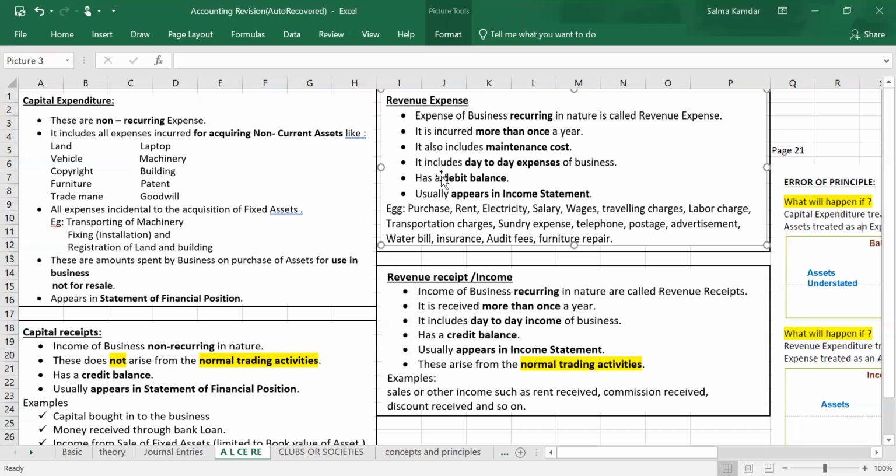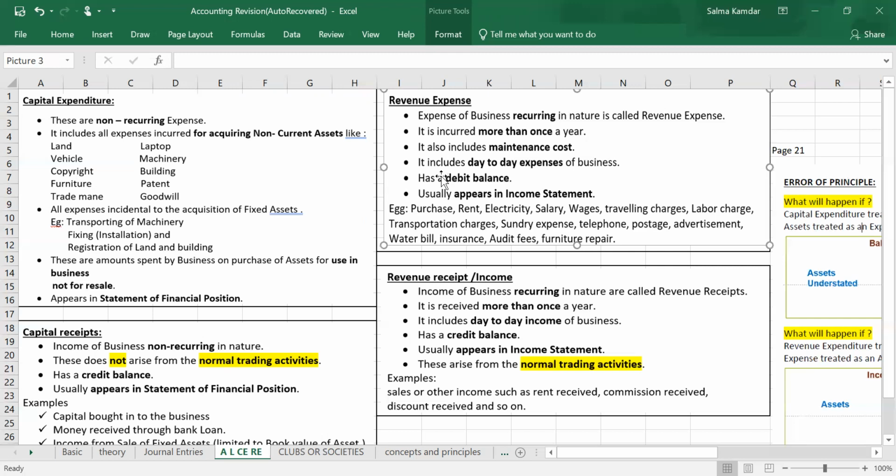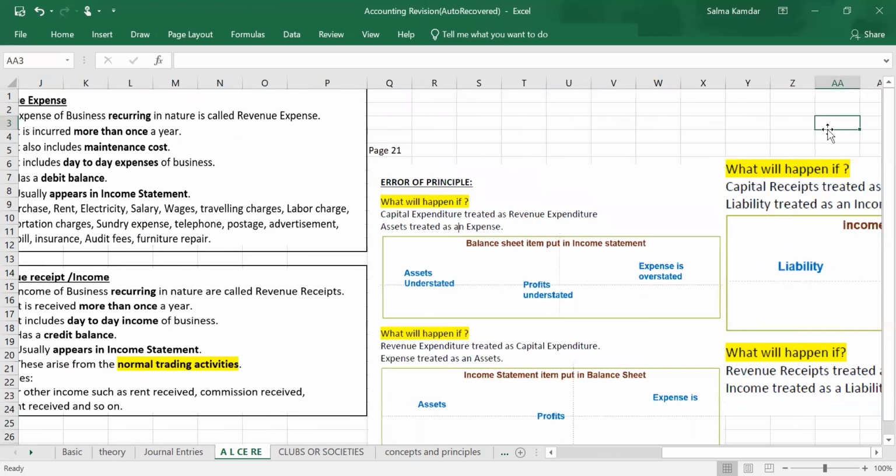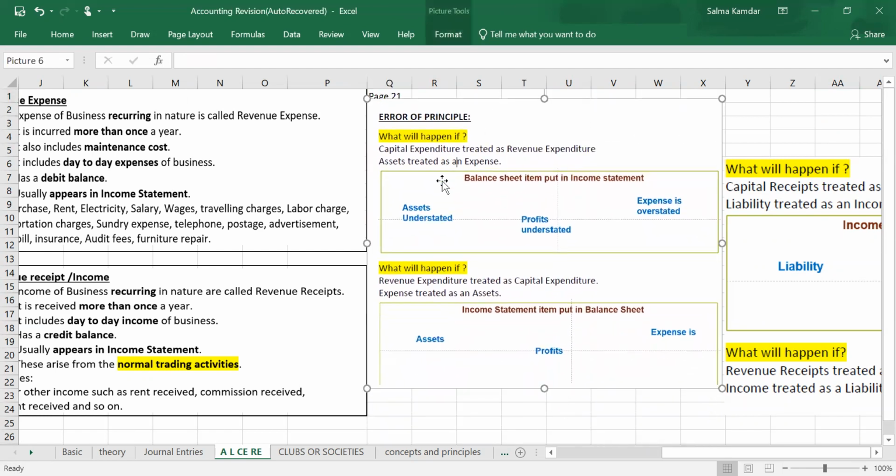If you treat revenue expenditure as capital expenditure or vice versa, which error are you committing? An error of principle. When do I say I have made an error of principle? When revenue expenditure is treated as capital expenditure. What is the effect if you treat a revenue expenditure as capital expenditure? Assets are understated and expenses overstated.